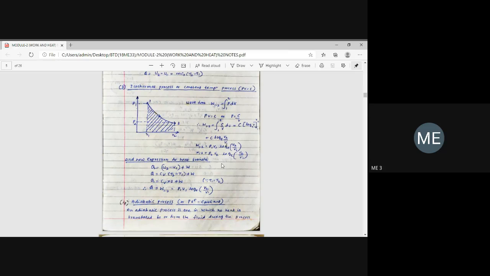Okay. Any doubts, guys, up to this point? Any doubts? Try to understand the derivation. Any doubts?